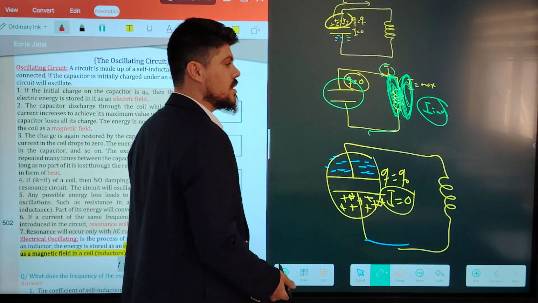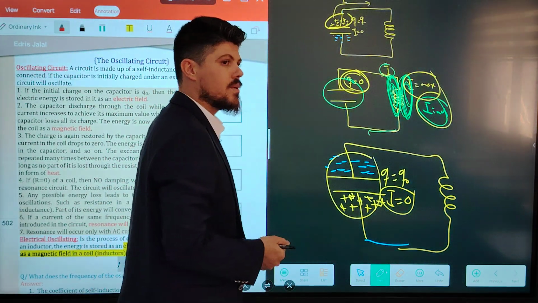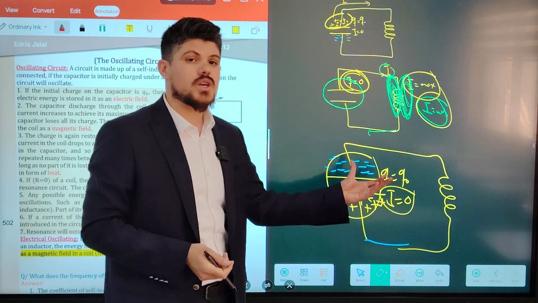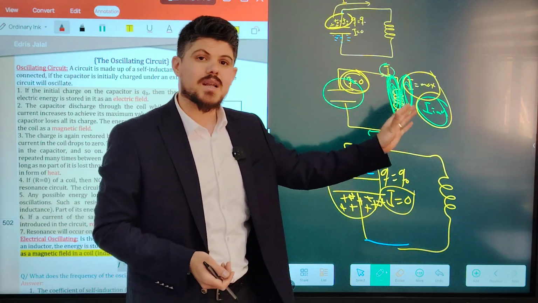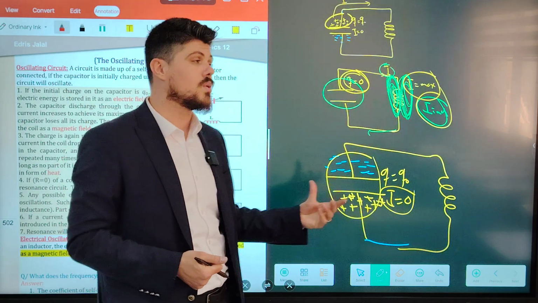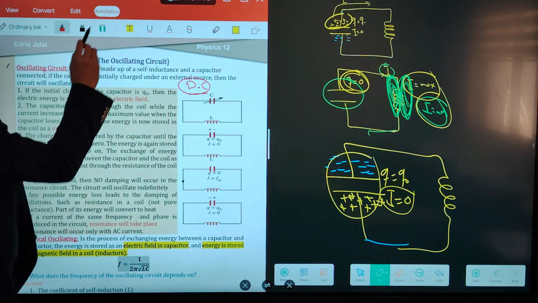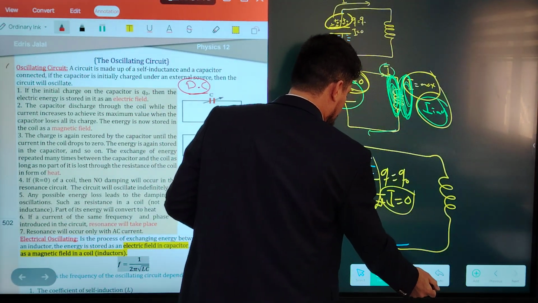We don't have a magnetic field. But when charge is 0, current is equal to what? Current is equal to maximum. Okay? So this exchange between magnetic field and electric field, between inductance and capacitance, the energy exchange between inductance and capacitance is called what? Oscillating circuit. This is the oscillating circuit.